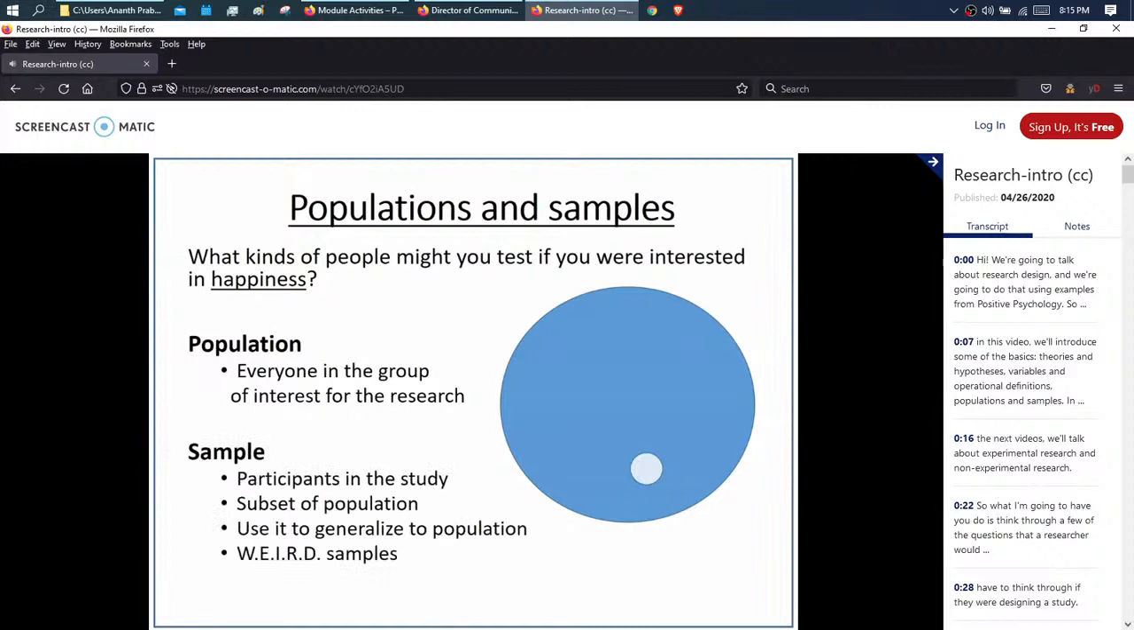So what you do is you study a sample. A sample includes the participants in the actual study. They have names, they have faces, and they are a subset of the population. So in this diagram here, the big blue circle is the population, the little blue circle is the sample. So you study the sample to learn about the population.